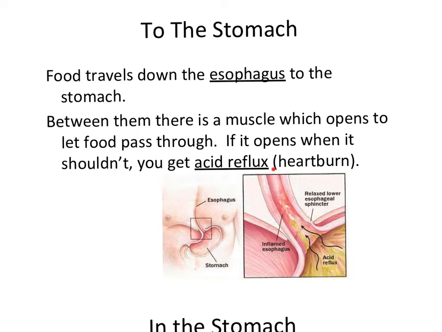Separating the esophagus from the stomach is what's called the esophageal sphincter, which is basically a group of muscles that can open or close, preventing movement between the 2 spaces, the esophagus and the stomach. When this sphincter opens when it shouldn't, it can cause what's known as acid reflux.